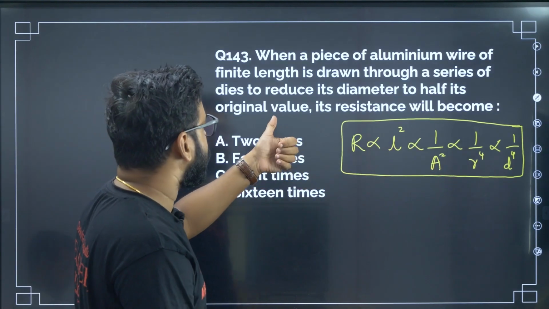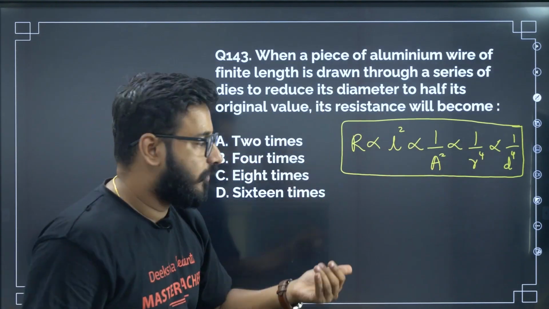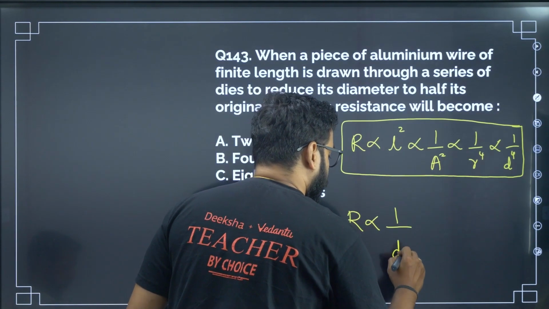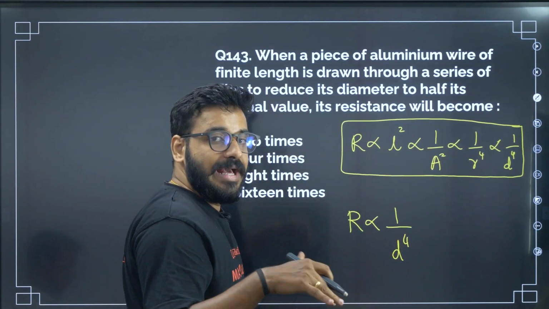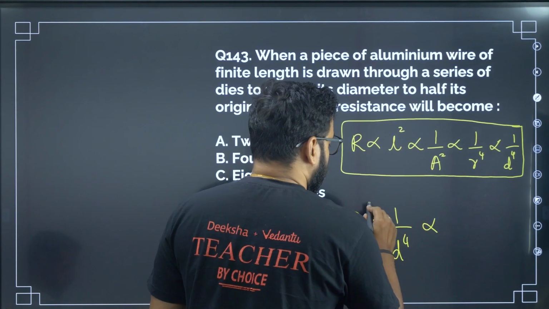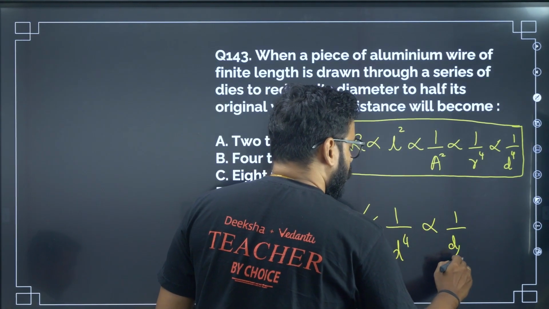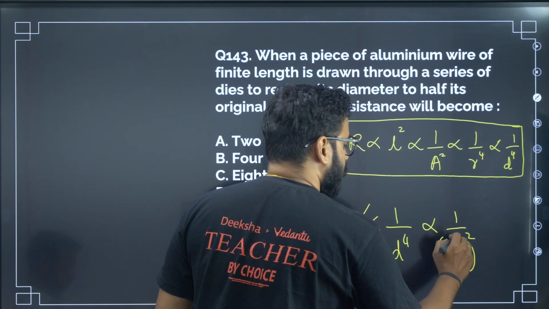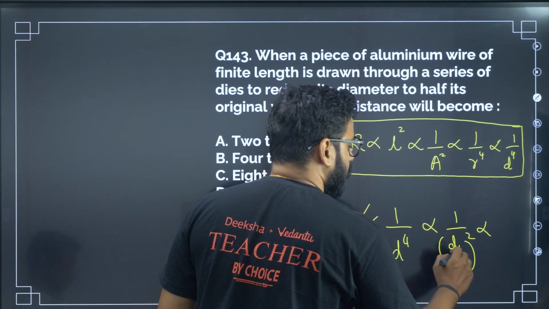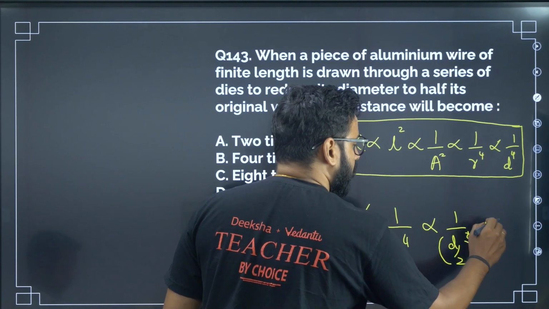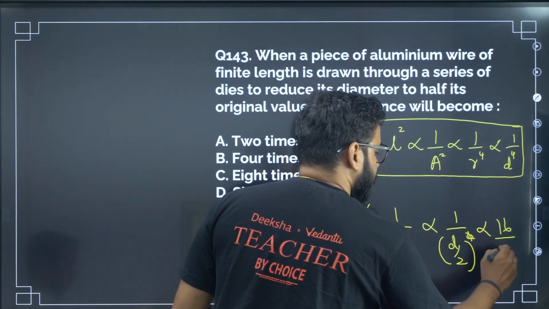And here, how do you use it? The diameter decreases to half of it. Actually, your resistance is inversely proportional to the fourth power of diameter. If the diameter becomes half, the new resistance is proportional to 1 by (d by 2) whole to the power 4, so 2 to the power 4, 16 will go up. Yes.